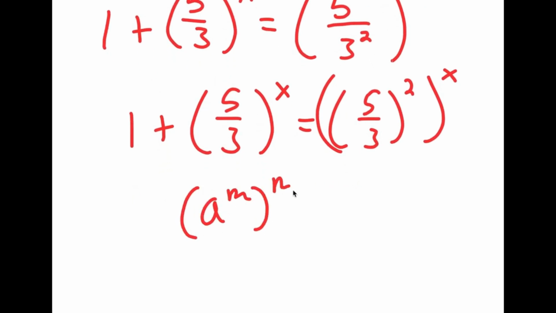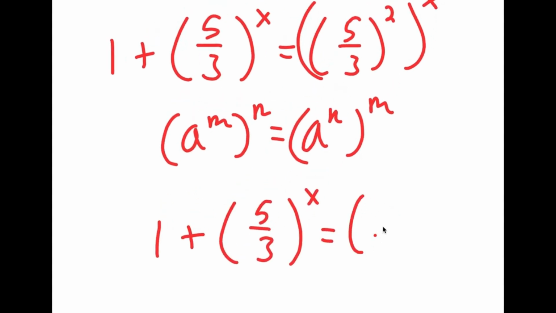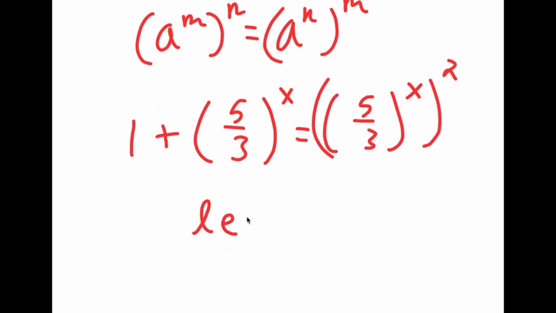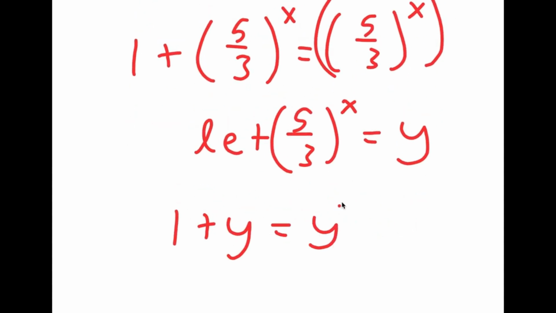Now if I have something in the form a to the power of m to the power of n, same thing as a to the power of n to the power of m. So 5 over 3 squared to the power of x, that's the same thing as 5 over 3 to the power of x squared. Now I'm going to let 5 over 3 to the power of x equal to the variable y. So I get 1 plus y is equal to y squared.